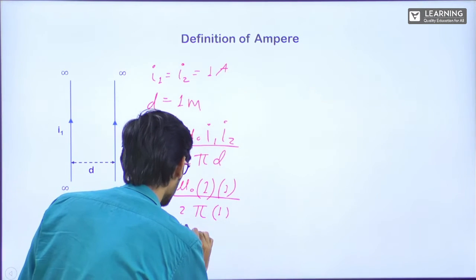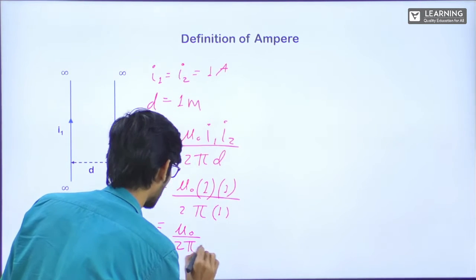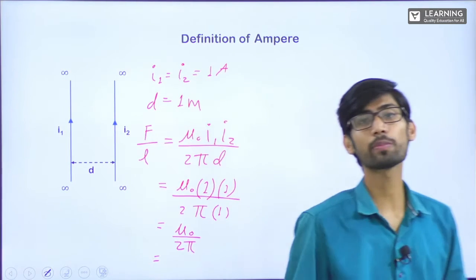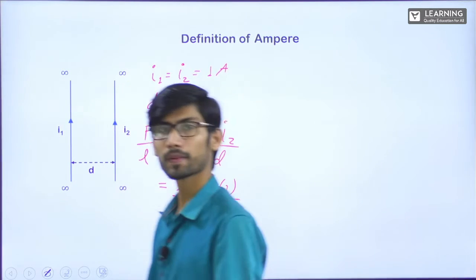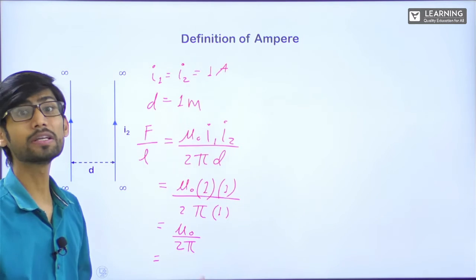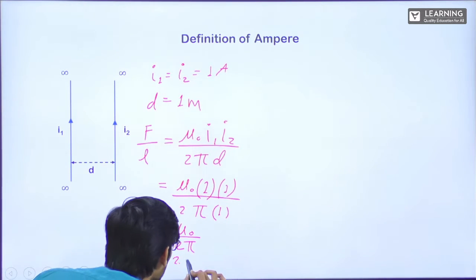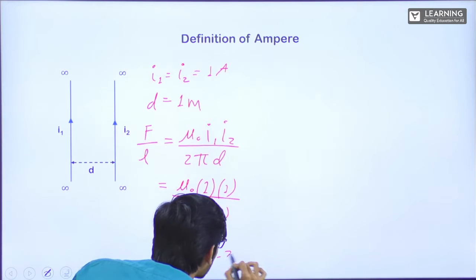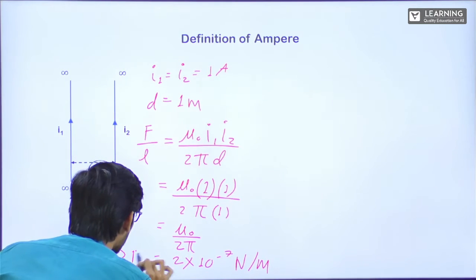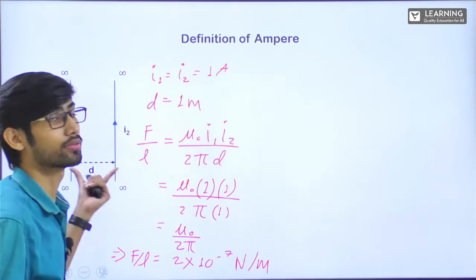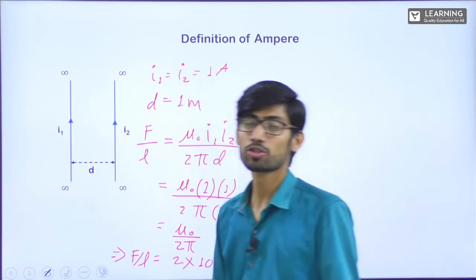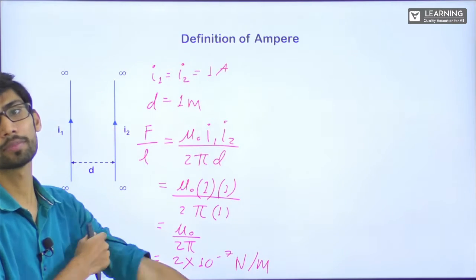That is mu naught upon 2 pi. What is the value of mu naught upon 2 pi? If you remember, I told you mu naught upon 4 pi is 10 power minus 7, correct? So this is basically 2 times mu naught upon 4 pi. That means 2 into 10 power minus 7 Newton per meter. That is the force per unit length, if the current on both the wires is 1 ampere and they are kept at a separation of 1 meter. So this is the definition of 1 ampere basically.